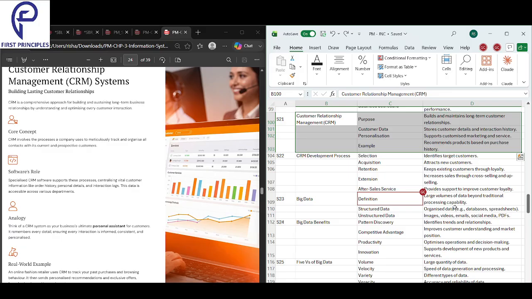Second, customer data. It stores customer details and interaction history. Next, personalization. It supports customized marketing and services. Number one, CRM. It builds and maintains long-term customer relationships.